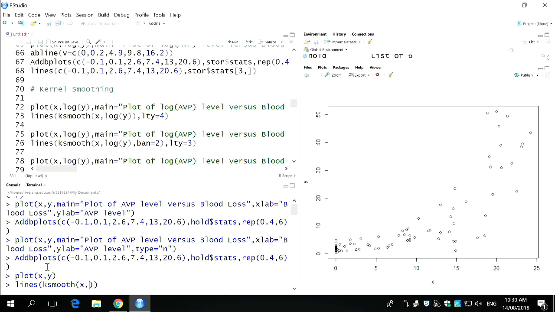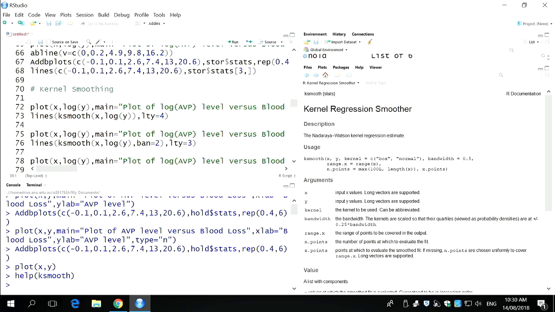Ksmooth, you give it X, you give it Y. What else do you need to give it? All right, well, before we complete this line, let's ask for help. Because I want to get you into the habit of asking for help. Well, let's do help on Ksmooth. Let's see what it tells us. So over here, help has appeared. So first of all, it tells you who were the two statisticians who developed this. Two guys named Nadaraya and Watson. Watson was Australian. Okay, so Australian statistician.